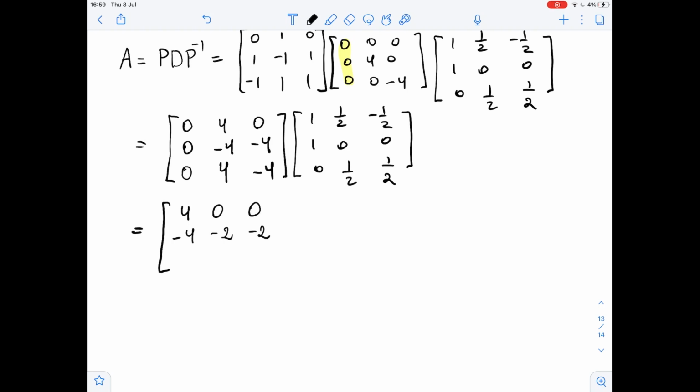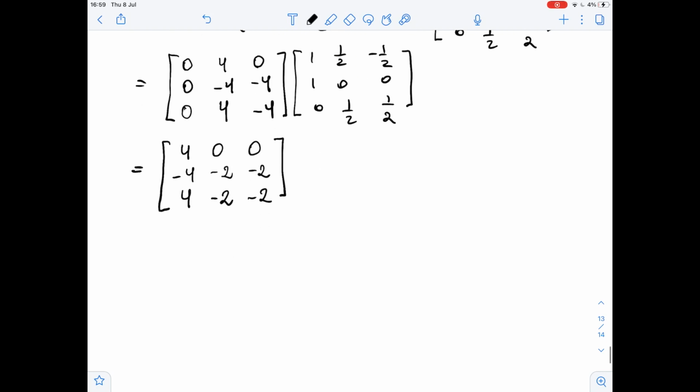And in the last row we get 0 times 1 plus 4 times 1 minus 4 times 0, so it's 4. 0 times 1 over 2 plus 4 times 0 minus 4 times 1 over 2, so negative 2. And 0 times negative 1 over 2, 4 times 0 minus 4 times 1 over 2, negative 2 again. So this is our matrix A. A equals this matrix.